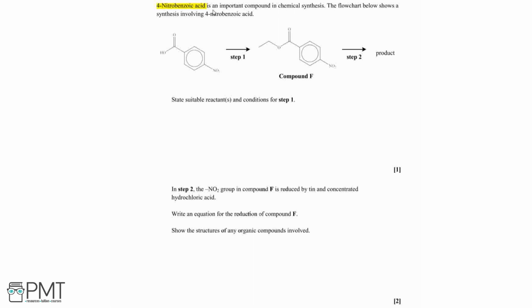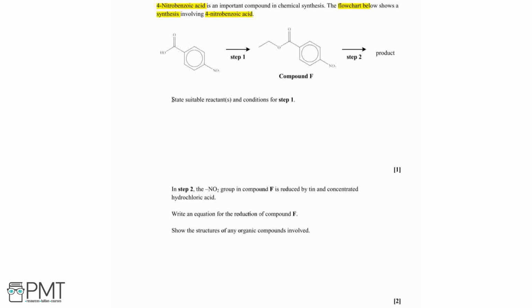4-nitrobenzoic acid is an important compound in chemical synthesis. The flowchart below shows a synthesis involving our 4-nitrobenzoic acid. So we've got our 4-nitrobenzoic acid here, and we've got a first step leading to compound F, then a second step leading to a product.